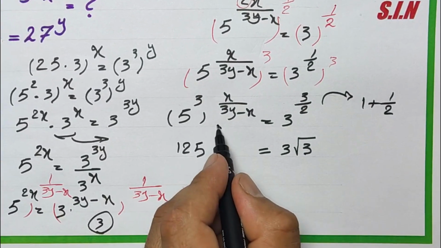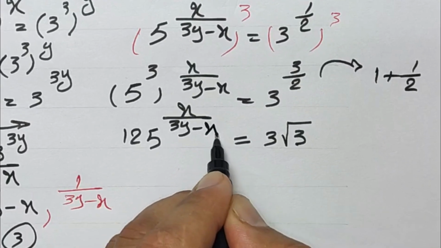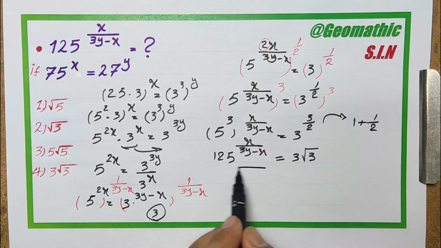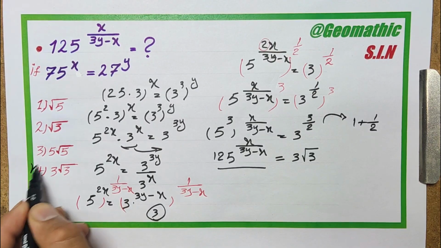125 to the power of x over 3y minus x. And that's it, the question. So the answer is option 4.